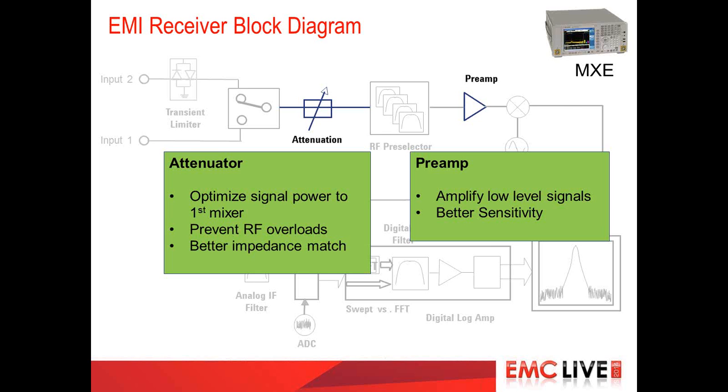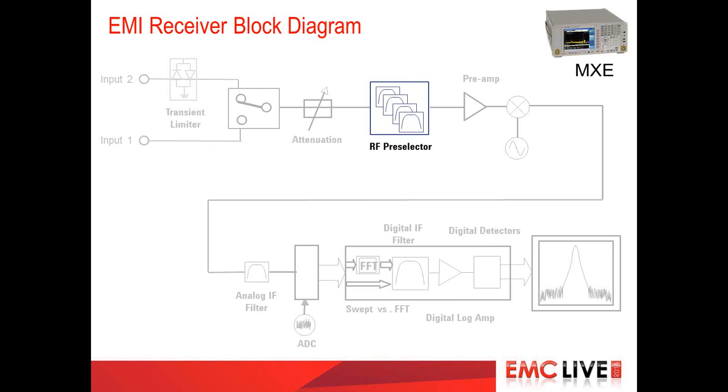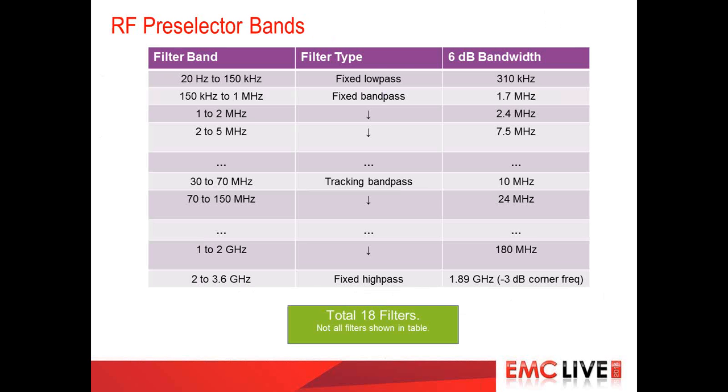So moving right along, between the preamp and the attenuator, we have what's called an RF preselector. It's essentially a bank of filters. We actually have 18 filters in the front end, most of them bandpass. The function of the preselector is to reduce the amount of broadband energy going to the first mixer.